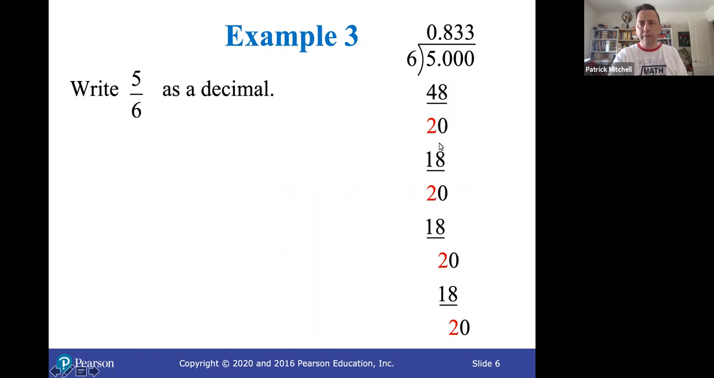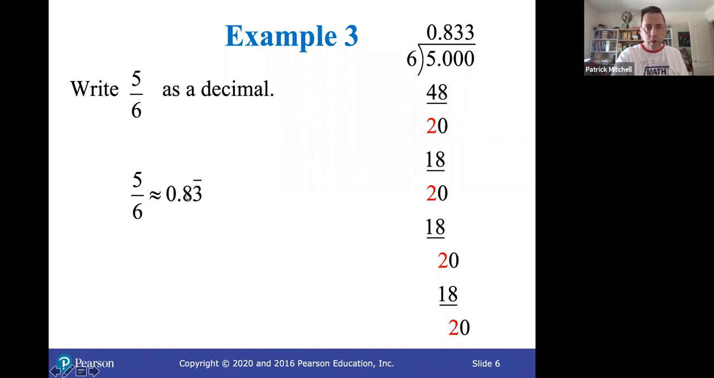And now something interesting happens. This hasn't come up in any of the other examples. The same pattern just repeats over and over. You keep getting 20, 20, 20. And what that means is that 5/6 is what's called a repeating decimal. You could keep this going as long as you want. You'll just keep getting more 3s.